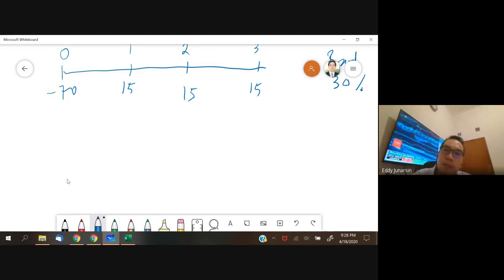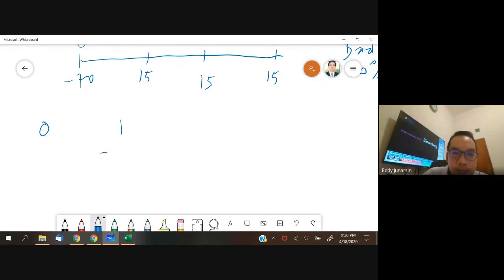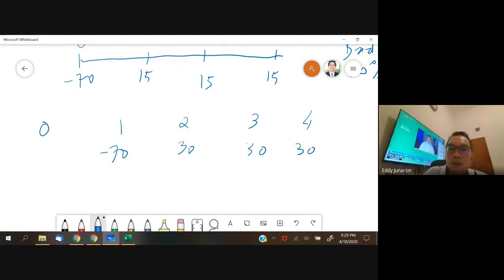We'll see what will happen if we delay it for 1 year, okay? So let's draw the scenario. We are currently here at the current position, time zero. But in this alternative, we will not do anything right now. So we'll wait until next year, right? So again, for the normal scenario, we'll start investing next year, time one, and then we'll get 30, 30. Okay, this is a normal scenario.